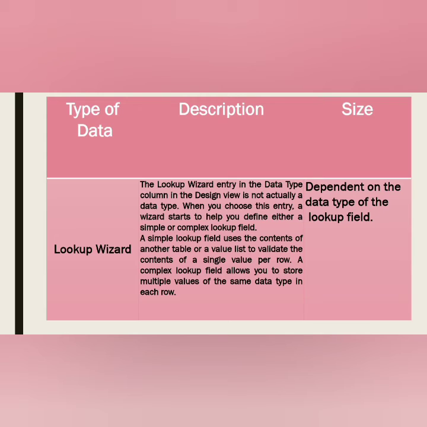That is, a lookup wizard helps you to create a field whose values are chosen from the values in another table, query or list of values. By default, Access sets the lookup field to the number data type, and its size depends on the data type of the lookup field, whether you are using a simple lookup or the complex one.